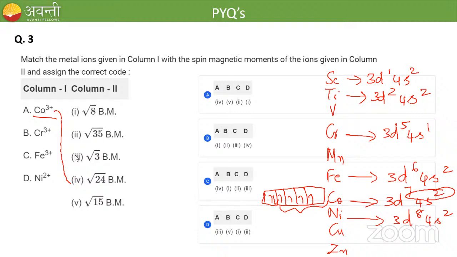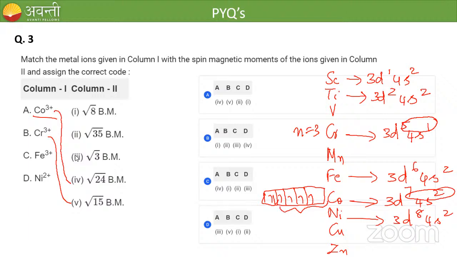So let's check for the other. Chromium 3 plus. For chromium 3 plus, remove 3 electrons from chromium. If we remove, we will have 3d3 configuration. So n value will come out to be 3. If n value is equal to 3, then we will have root 15. So chromium 3 plus goes to root 15. So B goes to 5.